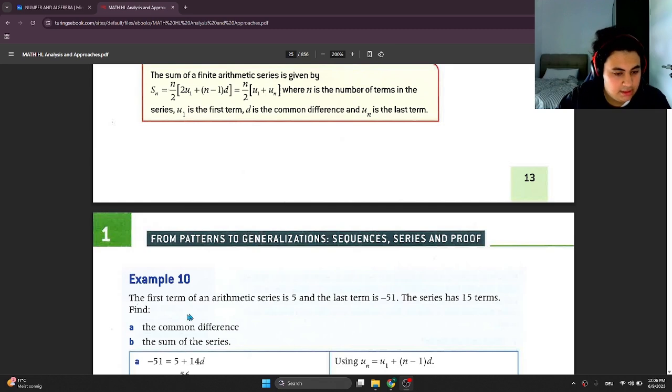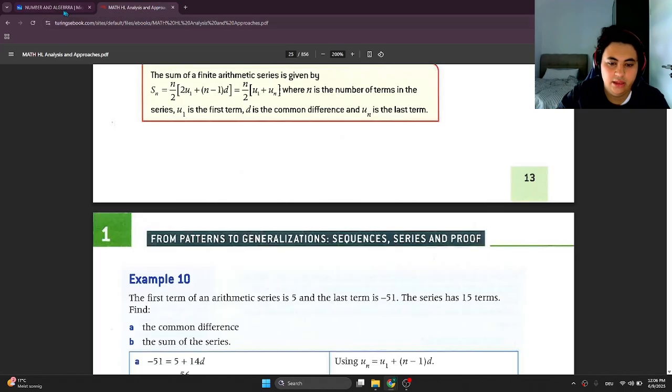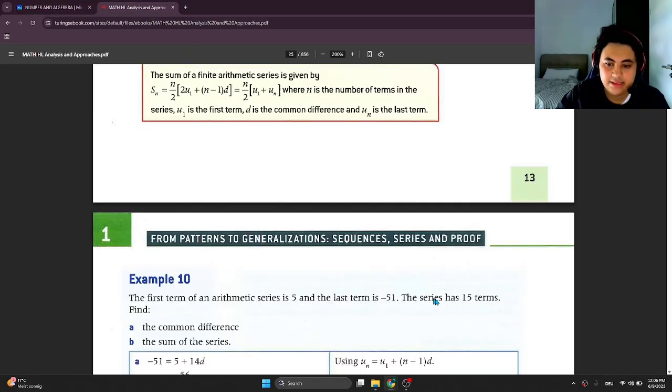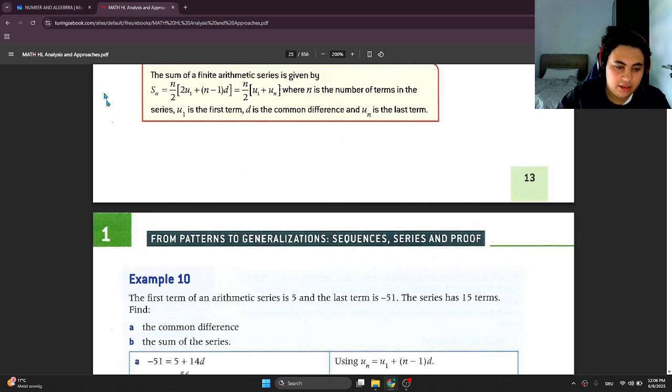Okay, so let's move on to this example here. This one tests our knowledge on the sum of an arithmetic sequence. The first term of an arithmetic series is 5, and the last term is negative 51. The series has 15 terms. Find the common difference and the sum of the series. So u1 is equal to 5, and the last term un is equal to negative 51. It says that the sequence has 15 terms, which means the last term is actually u15. So u15 is negative 51. So these two are basically the same. We're supposed to find the common difference and the sum of the series.